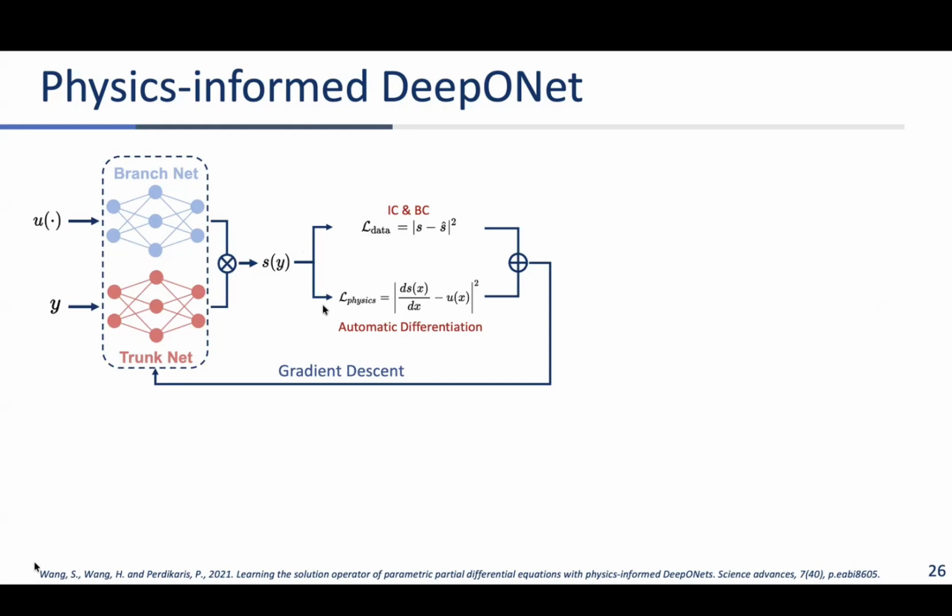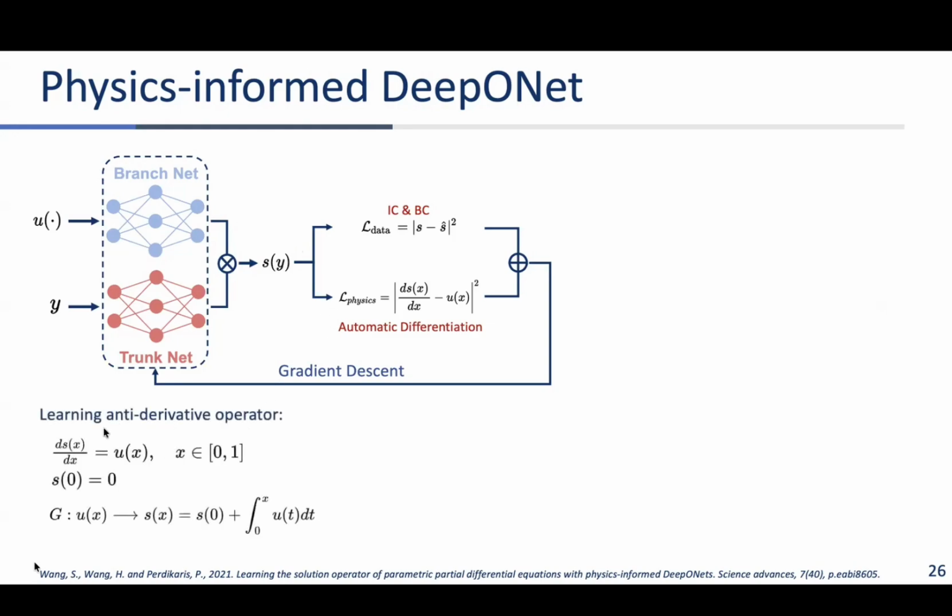So I want to illustrate this network through a simple example of learning the antiderivative operator. Here we consider a simple ODE system. If we want to learn the mapping from the forcing term U to the corresponding solution S subject to the zero initial condition, then we just want to learn the antiderivative operator. If we want to learn this operator in a data-driven sense, then we may formulate a mean square error between the model prediction and the target label data. That requires generating input-output data pairs, and those outputs S are from some numerical solvers.